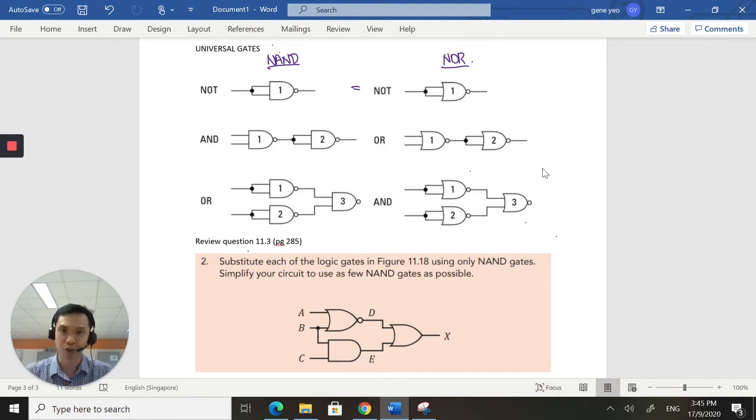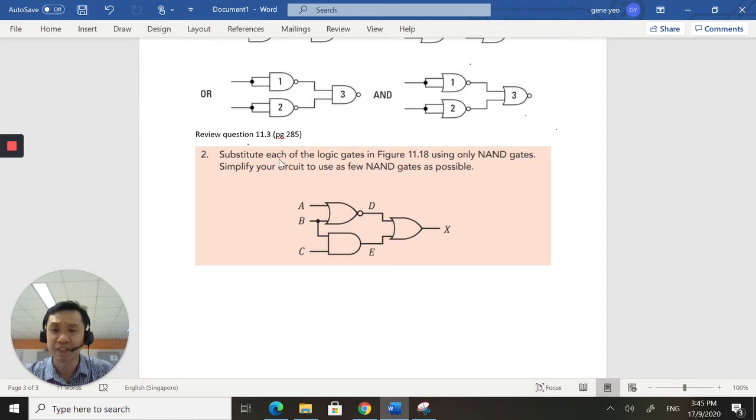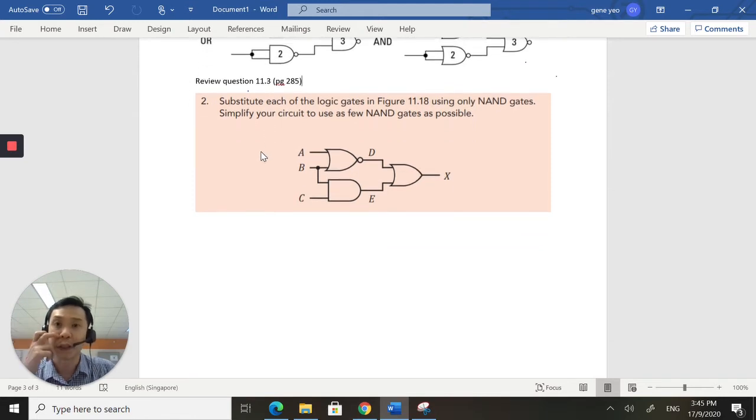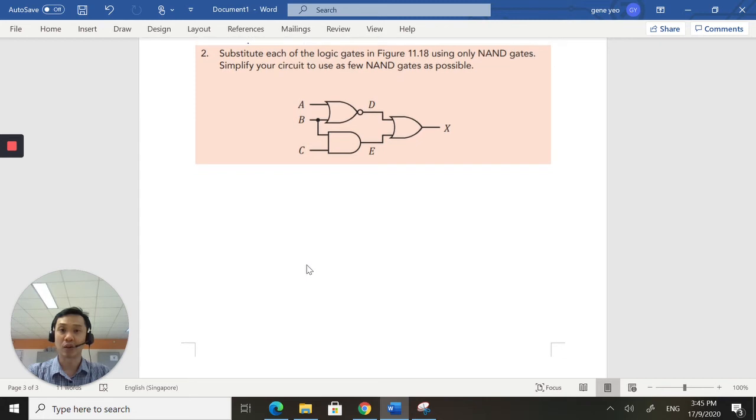Okay, I'm going to show you an example now. This can be found on page 285 of your textbook. This is review question 11.3. So the question is, substitute each of these gates using only NAND gates, yeah? And I want to simplify to as few NAND gates as possible. So this is what I have to do. I have to work out one by one.